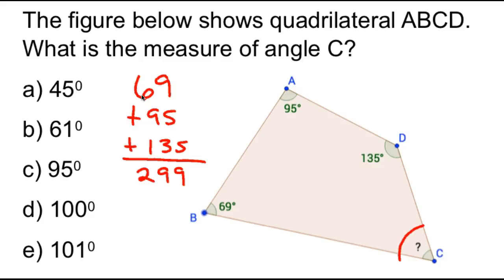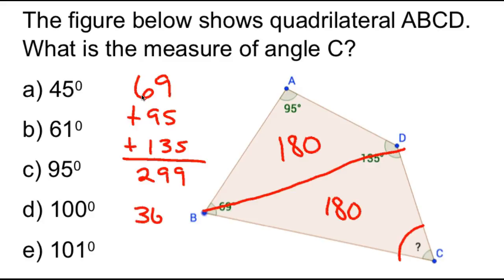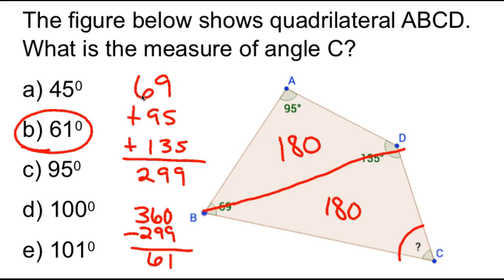A quick proof of that would be if you split this in half into 2 triangles. The sum of the interior angles of this triangle is 180. The sum of the interior angles of this triangle is 180. So together they make 360 degrees. And so we know that you could just take 360 minus 299 and you get 61. So B is the correct answer. So hopefully that's just kind of a general one that you see on the ACT once in a while.